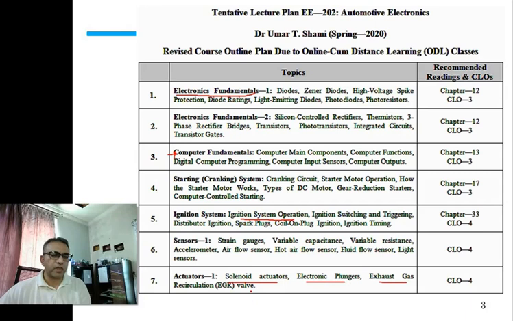So these seven different articles we will cover. And please note that I will inshallah produce separate slides for separate articles. So in this slide, we will cover the electronic fundamentals in this slide.